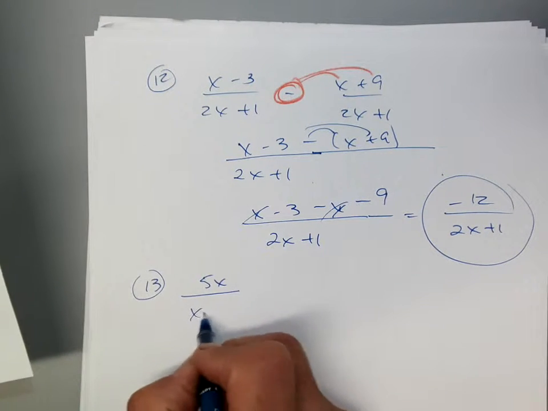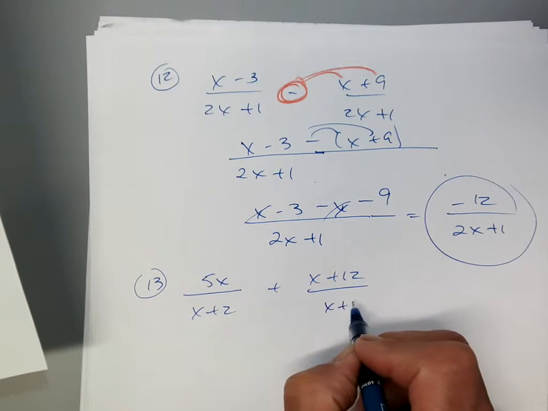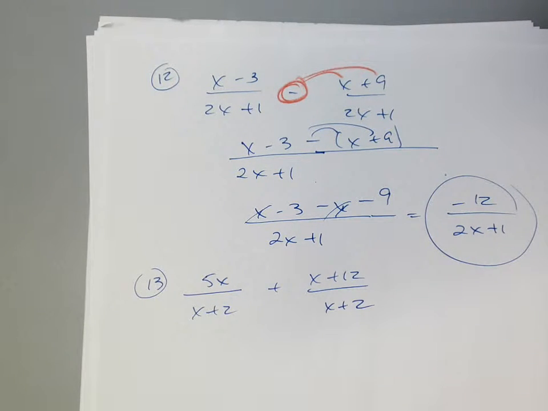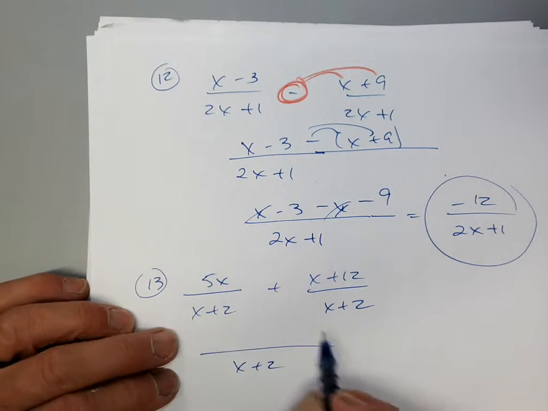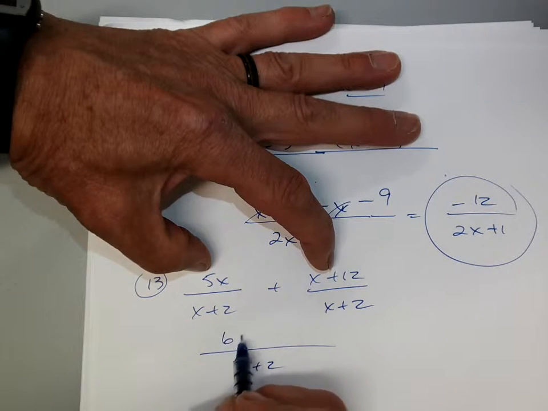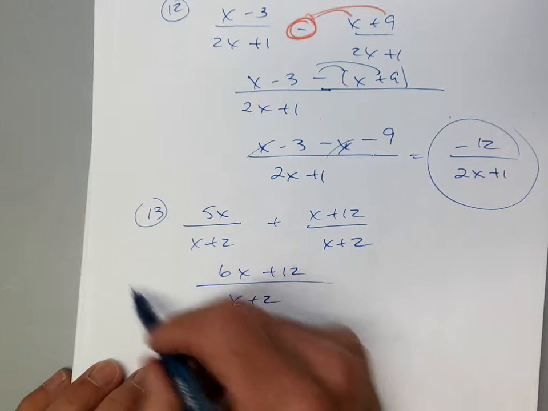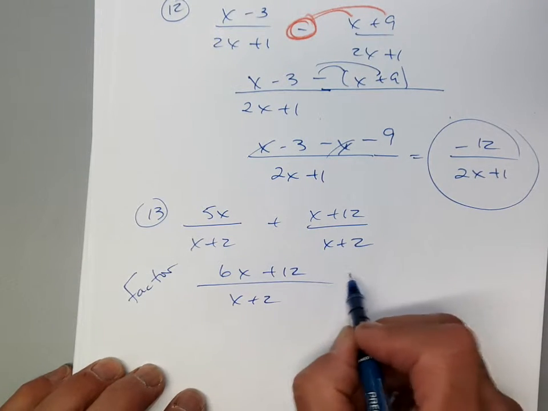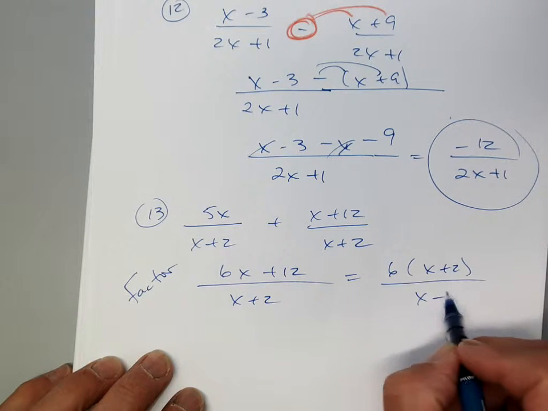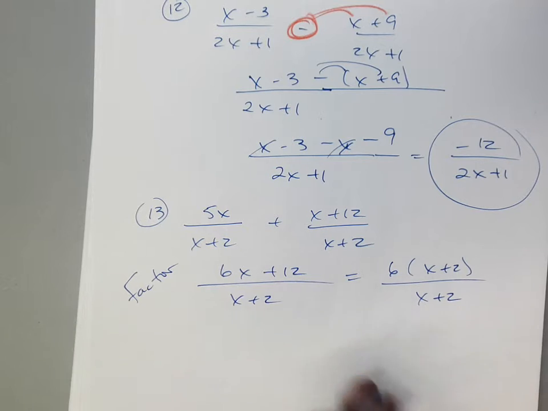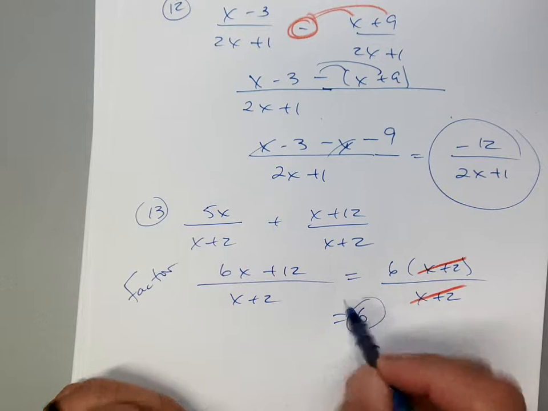5x over an x plus 2 plus an x plus 12 over an x plus 2. Okay? Do they have a common denominator? Yeah, of course they do. X plus 2. And on the numerator, let's get a 6x plus 12. Now, there's more we can do. Yeah, let's factor. So let's factor and see what happens. So if I factor, I'm going to get a 6 times an x plus 2 over an x plus 2. Hey, sweet. Cancel, and it's just 6. Got it?